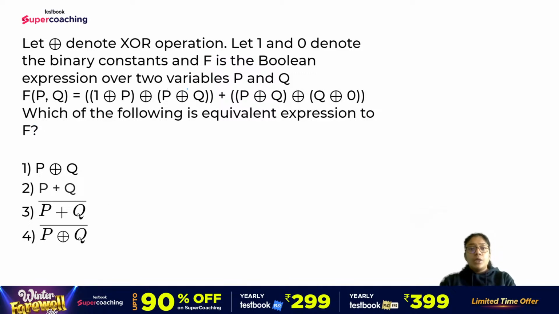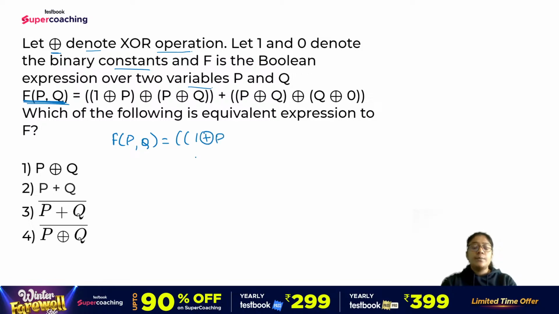Okay, now here you are given a series of XOR gates. You need to use a few concepts of the XOR gate. You know how the XOR gate works. So let this symbol denote the XOR operation. Let 1 and 0 denote the binary constants and F is the Boolean expression over the two variables. This is the Boolean expression given to you. Let me write here. F(P,Q) is equal to, this is 1 XOR P.